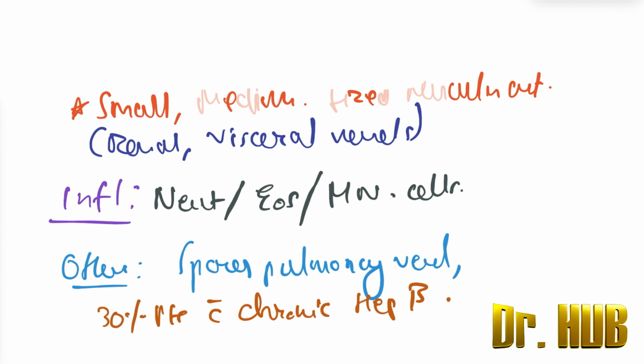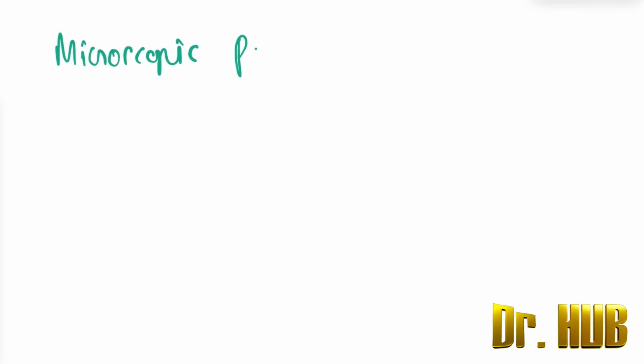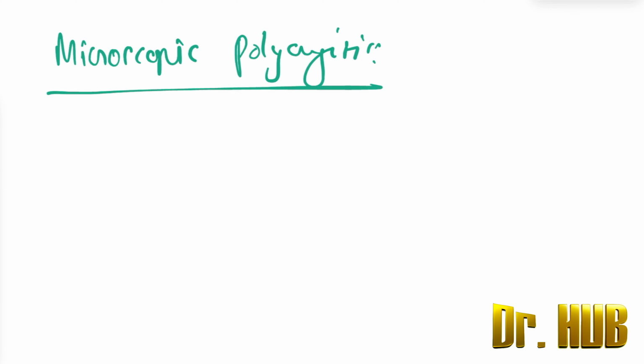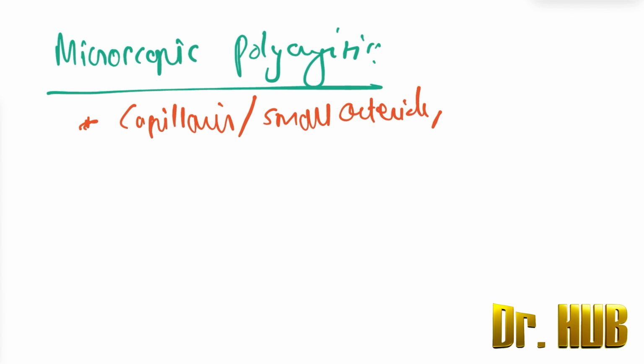Next, we will look at the microscopic polyangiitis. Microscopic polyangiitis, as the name suggests, involves the small capillaries and the small arterioles as well as the venules.